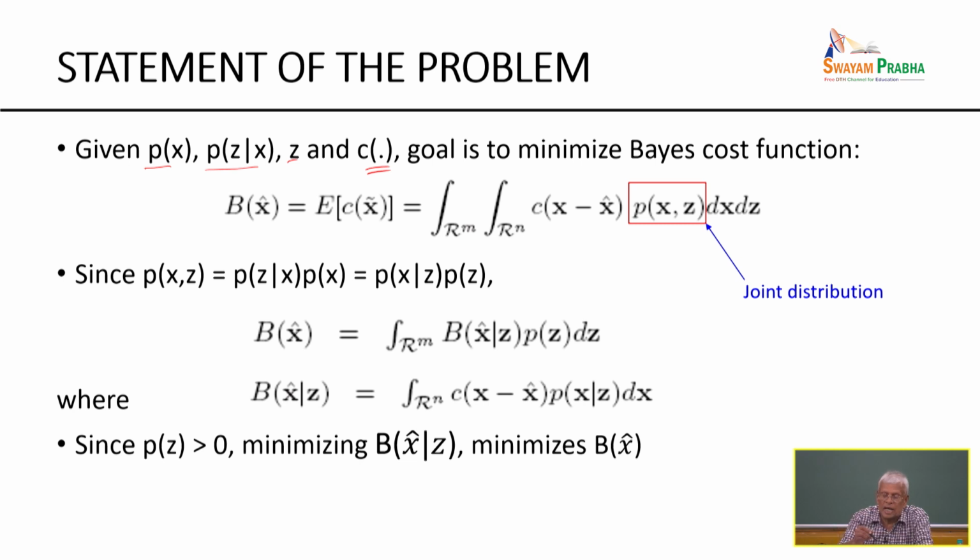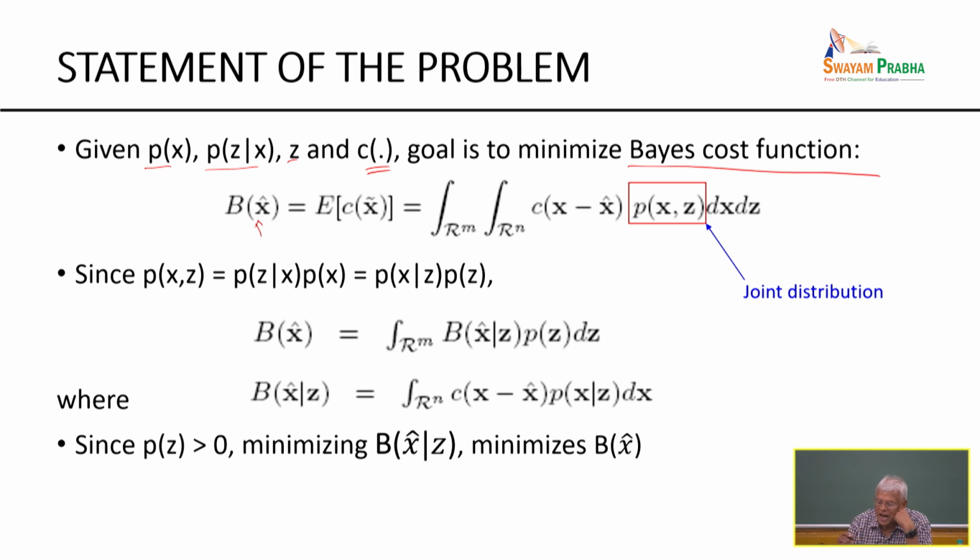So I have the prior, I have the conditional distribution, I have the actual observation from the conditional distribution, and I have chosen the cost function. The goal is to minimize the Bayes cost. So what is Bayes cost? The Bayes cost is associated with the estimate x hat. So B of x hat is the cost associated with the Bayesian estimate x hat.